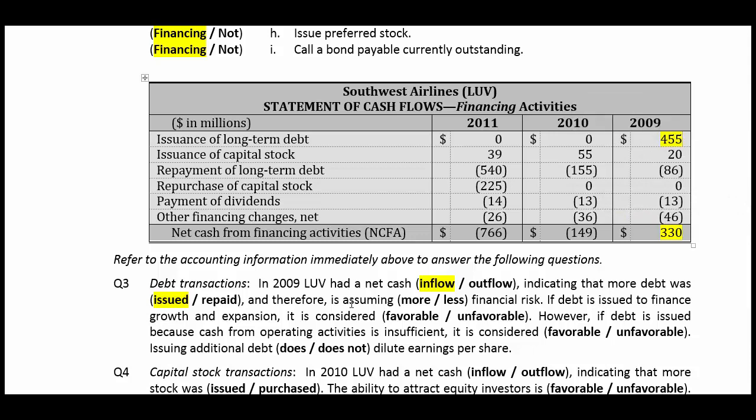Therefore, is it assuming more risk or less risk? Borrowing money means financial risk. If debt is issued to finance growth and expansion, then it would be considered good. That's favorable. That's what we like. If debt is issued because cash from operating expenses is insufficient, it is considered to be unfavorable. Issuing additional debt, does that dilute earnings per share?